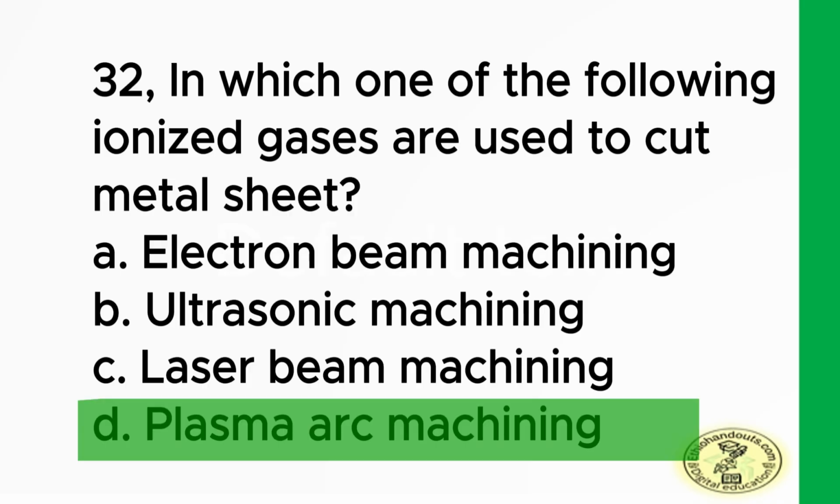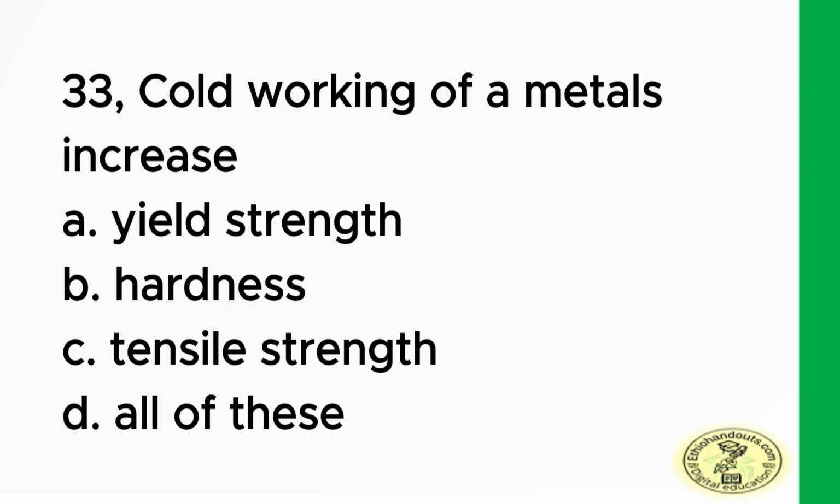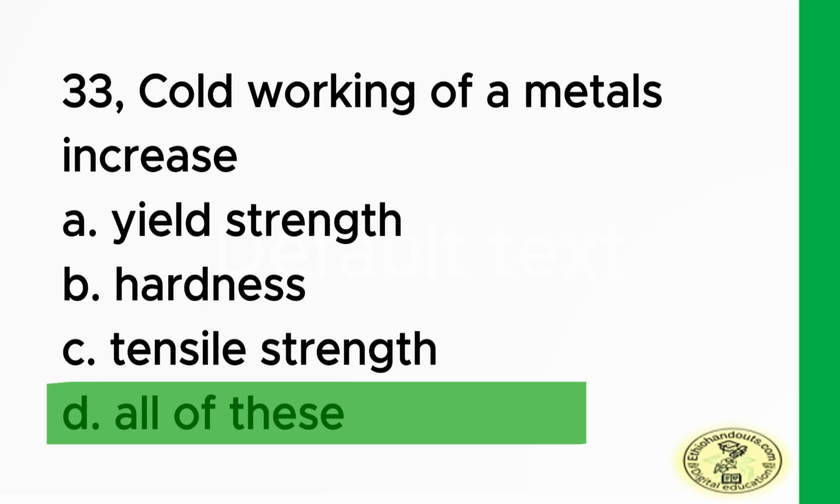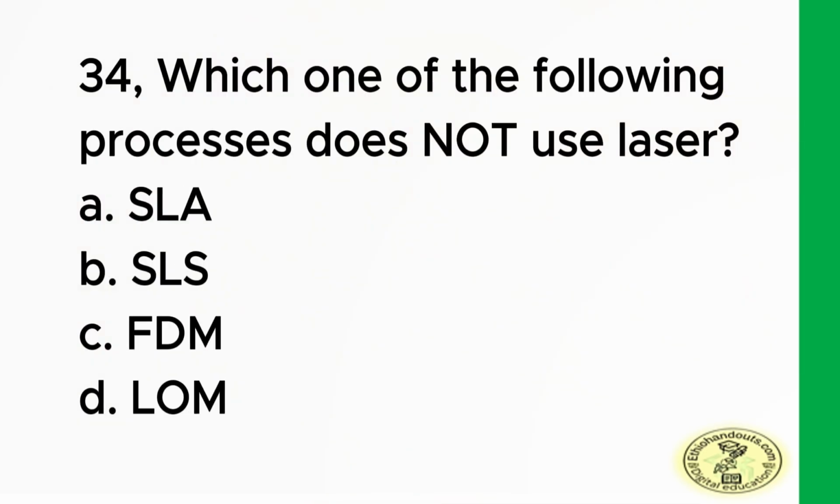The correct answer is D. Plasma arc machining. 33. Cold working of a metal increases A. Yield strength, B. Hardness, C. Tensile strength, D. All of these. The correct answer is D. All of these. 34. Which one of the following processes does not use laser?